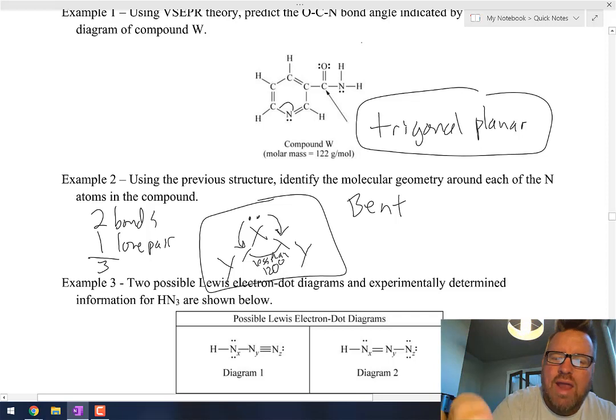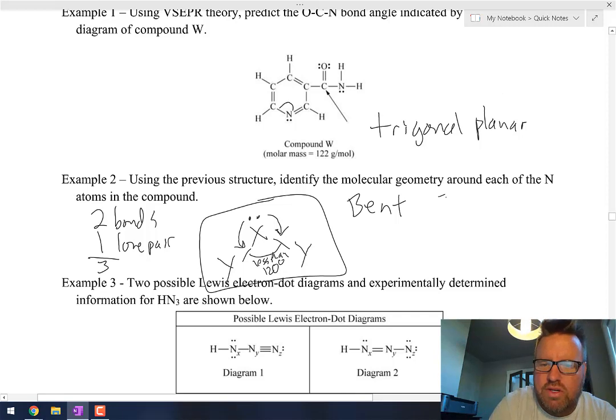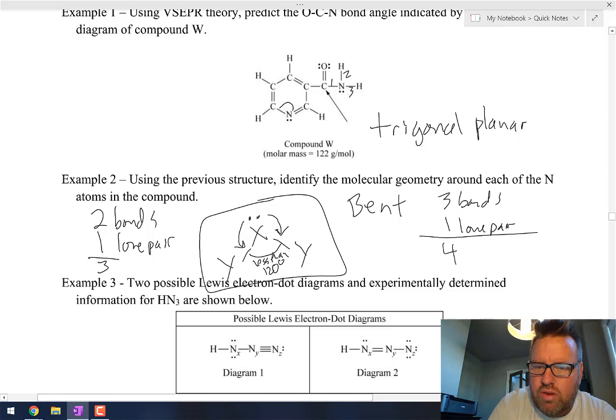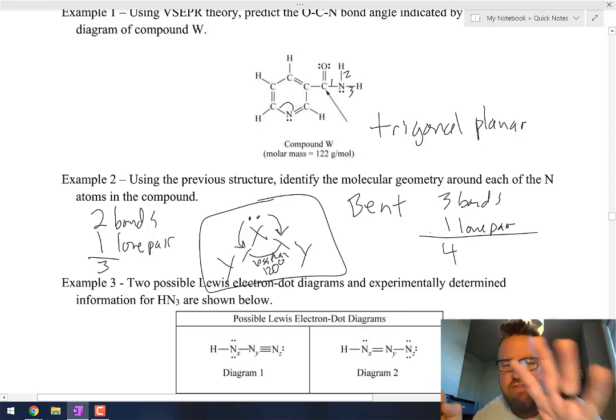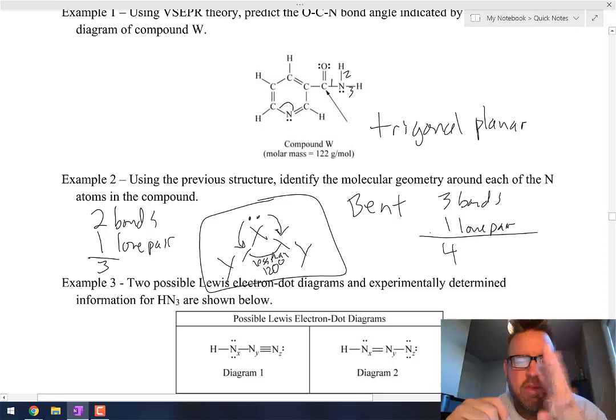Now, the other nitrogen is over here. So again, we count the bonds, we count the lone pairs. Three bonds on that nitrogen, so 1, 2, 3 bonds. One lone pair. Again, memorize it, or think of it as adding those two together. That's four electron domains all total. So that's a tetrahedral shape.